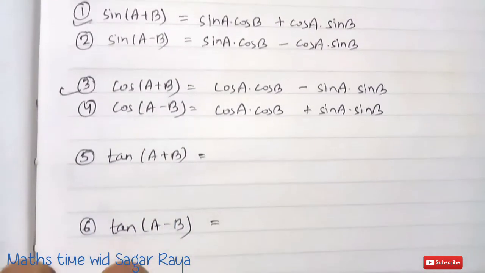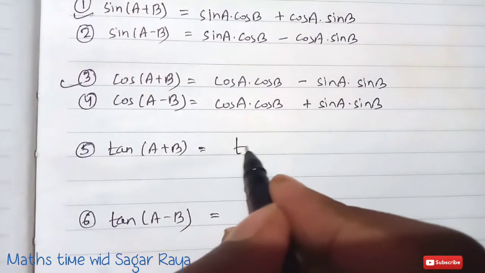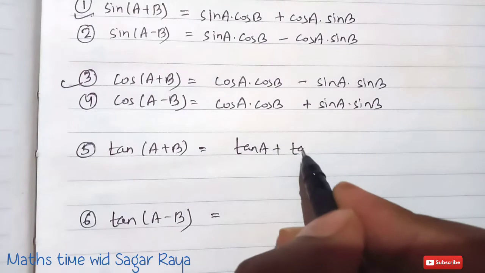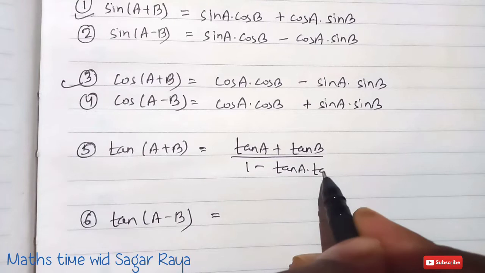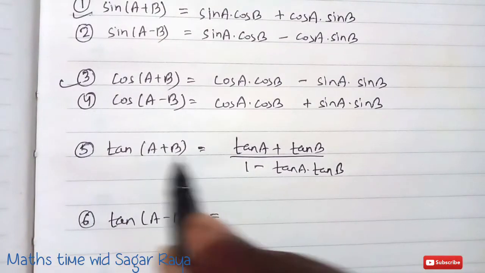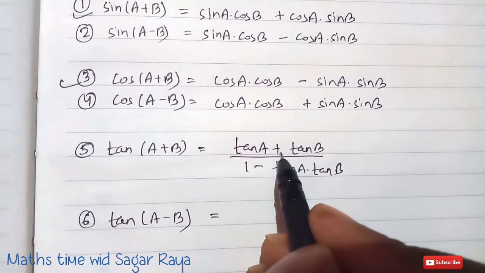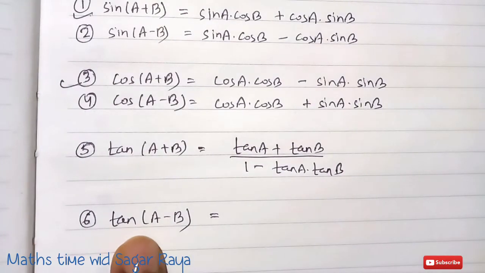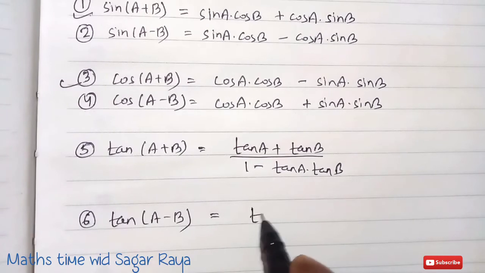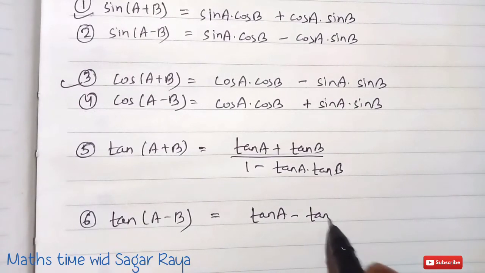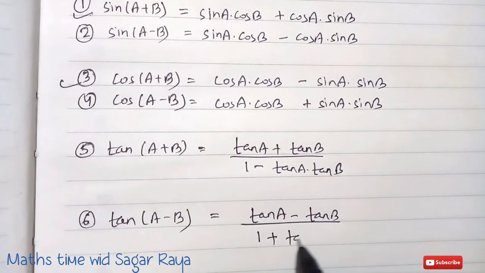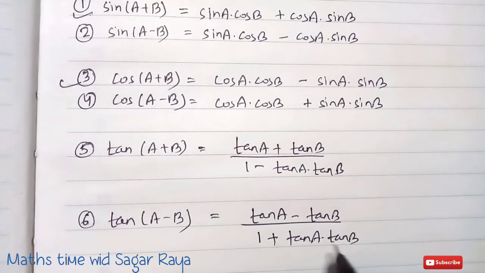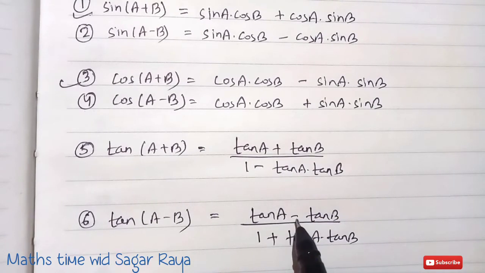Now tan a plus b equal to tan a plus tan b whole divided by 1 minus tan a dot tan b. So if there is plus, here at the above there will be plus. And similarly, if there is tan a minus b, so tan a minus b, you can write tan a minus tan b whole divided by 1 plus tan a dot tan b. So if there is plus, here is minus. If there is minus here, then you have to write down plus.